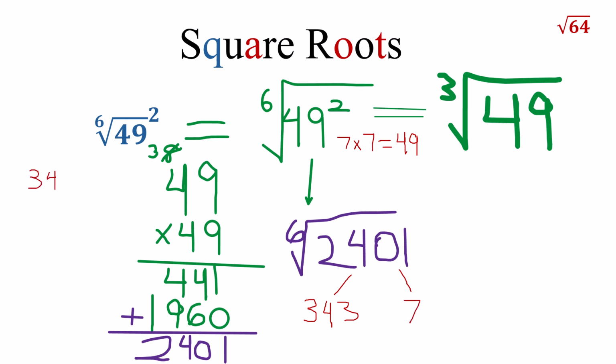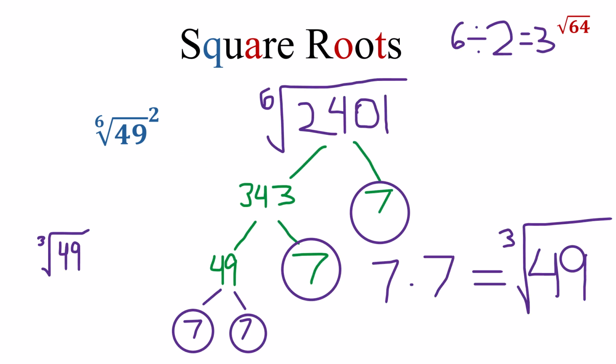343 times 7. 1, carry my 2 is 0. Carry my 3, 21 plus 3 is 24. Okay, now you want the 6th root. Let's finish this horror story. Okay, 6 divided by 2 is 3.